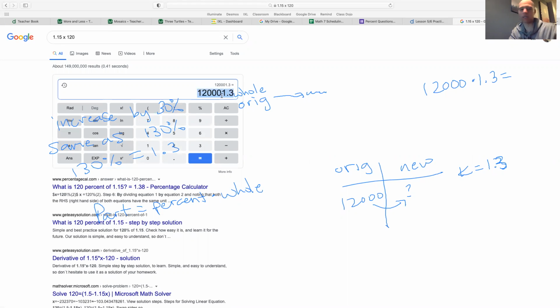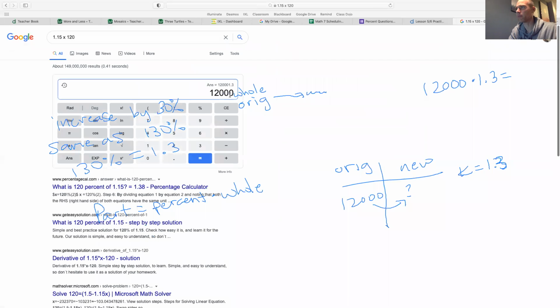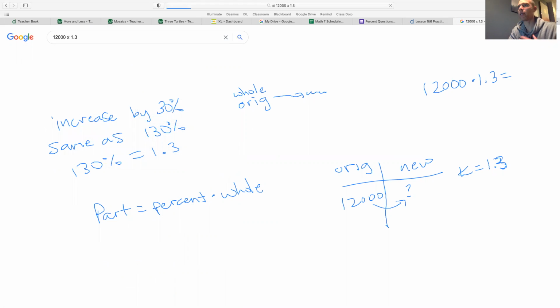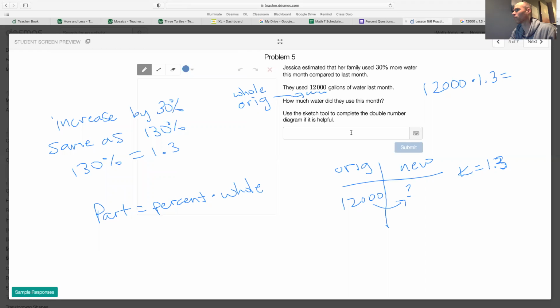Nope, that didn't work. I guess I have to put space. 12,000. Why? 12,000. It's being annoying. Okay, I guess I can't space there. All right, I'm going to do it up here. 12,000 times 1.3 equals 15,600. So I'm going to put 15,600 here in the box, and I'm not going to type gallons or anything like that because it's already in there.